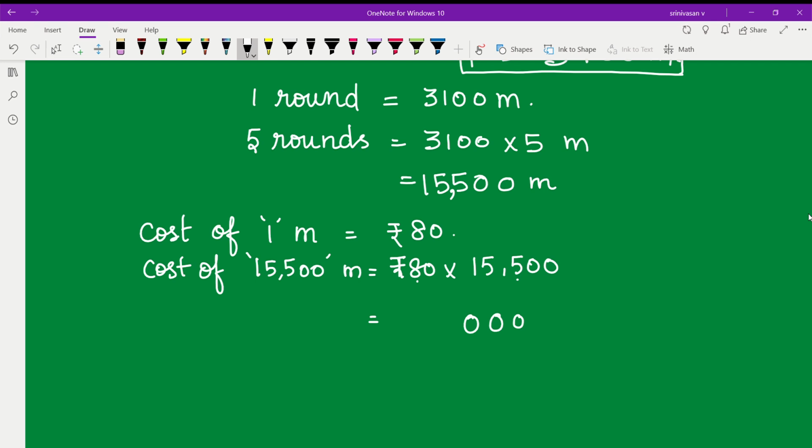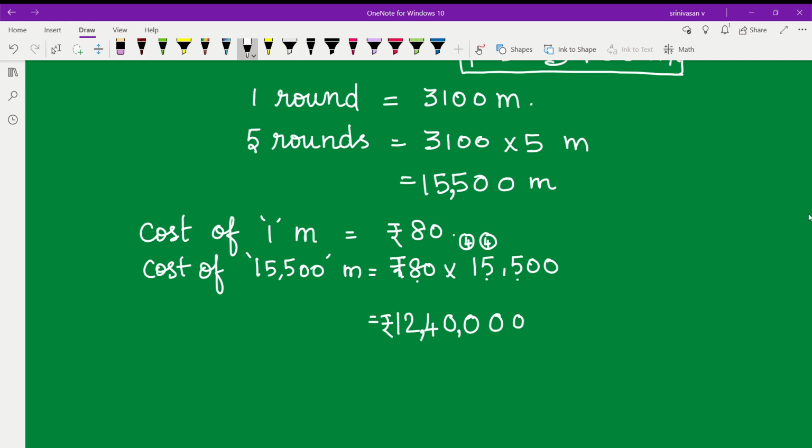8 5s are 40. 0 and 4 carry over. Again 8 5s are 40. 40 plus 4, 44. 4 is the carryover. 8 1s are 8. 8 plus 4 is 12. Yes, we got the cost for 15,500 meter. The cost is rupees 12 lakh 40,000.